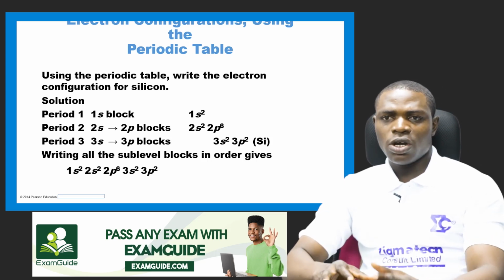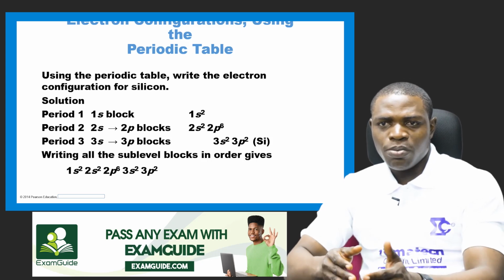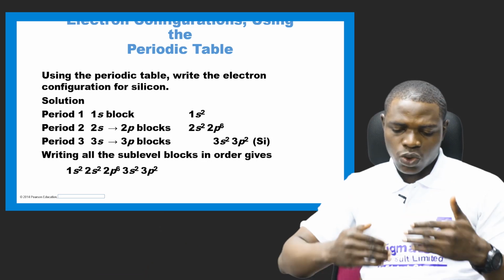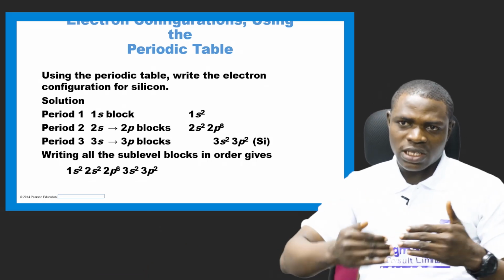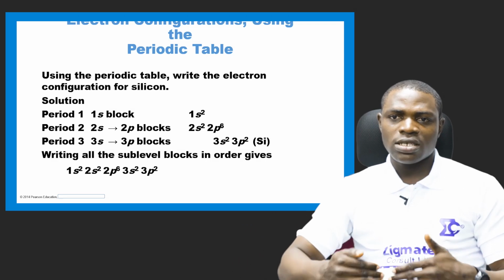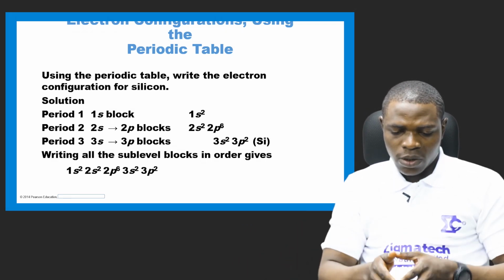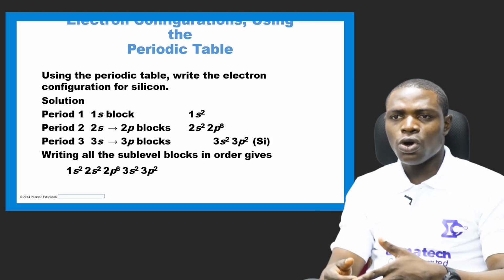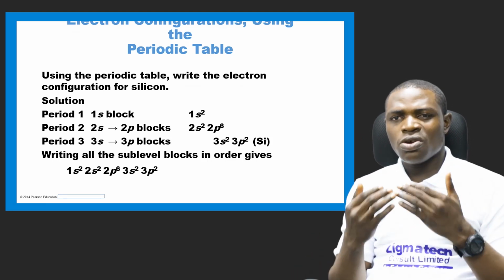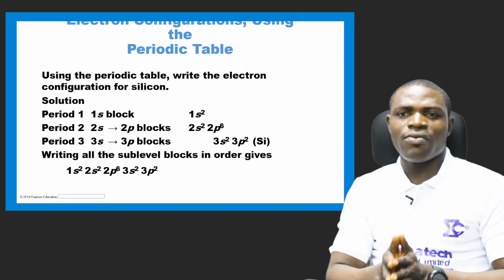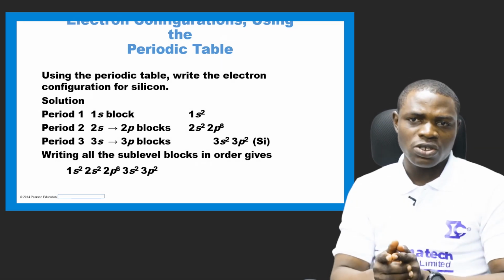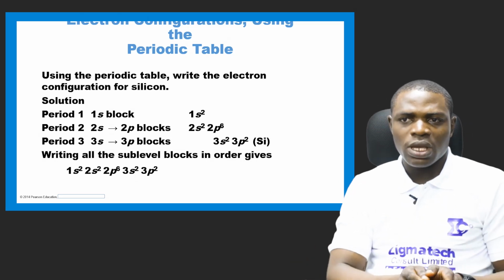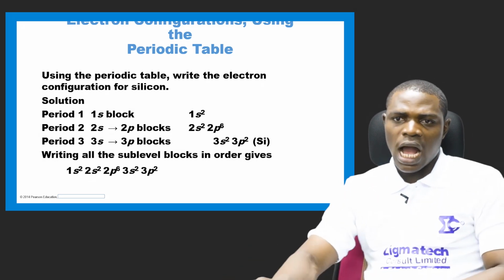Now coming to period 3, you see the 3p block. Now we are graduating from 1s to 2s and 2p to 3s and 3p. It means that once the s is filled up, we move to p. Once p is filled up, we move to d. So now you remember, we only have s block for the first period. For the second period, we have s and p. For the third period, we have both s and p.